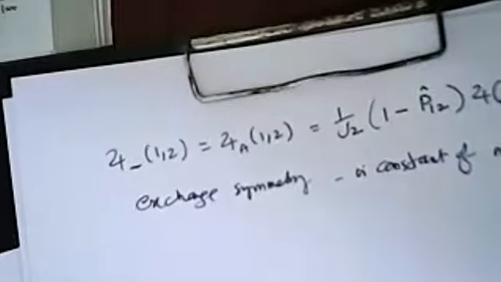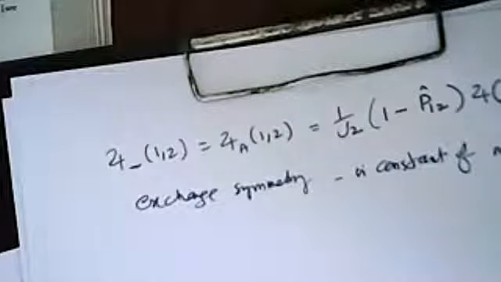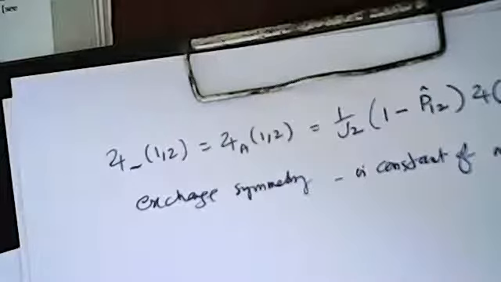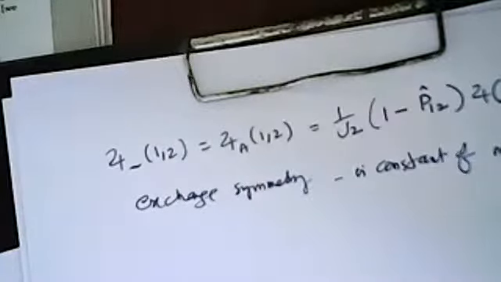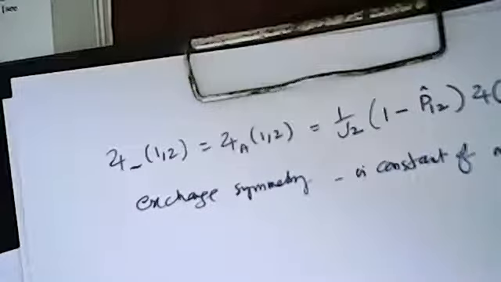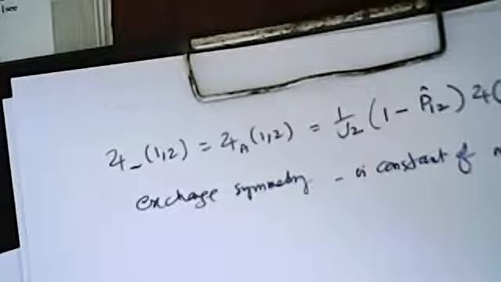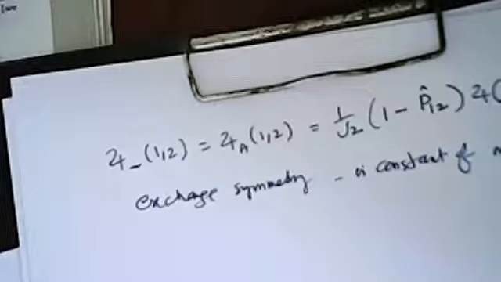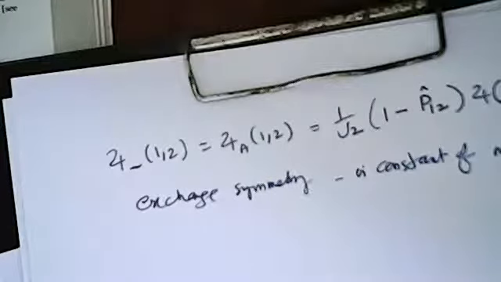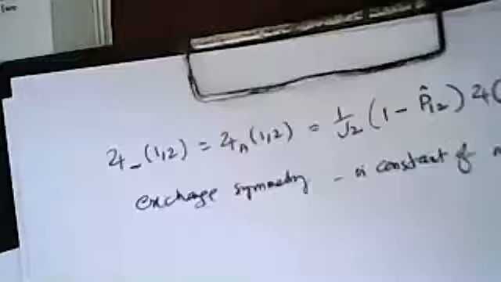Symmetry is a constant of motion. Exchange symmetry is a constant of motion. Even if you exchange the particles during the motion, the symmetry exists. That means if the system is in a particular state, a symmetric state, during motion, it will continue to be in a symmetric state after some time, or at any time. All the time, the system continues to be in the symmetric state. I think the idea is clear.